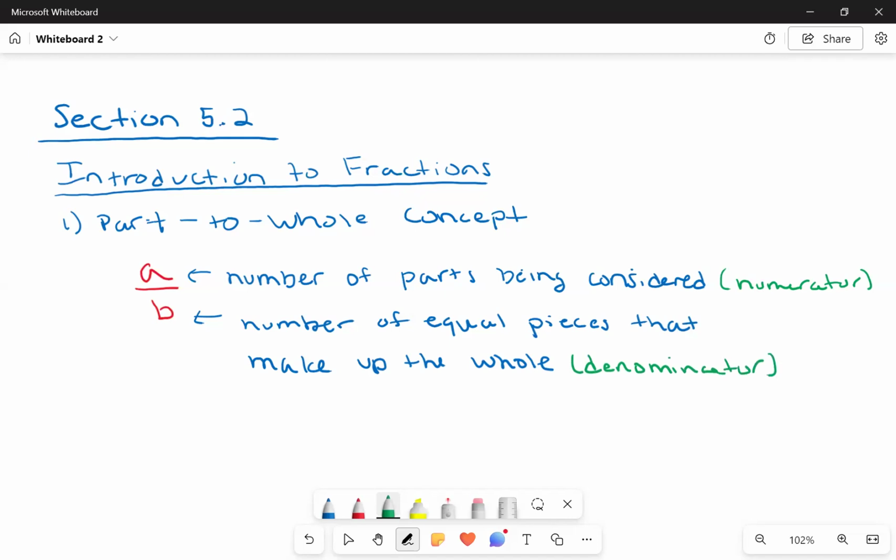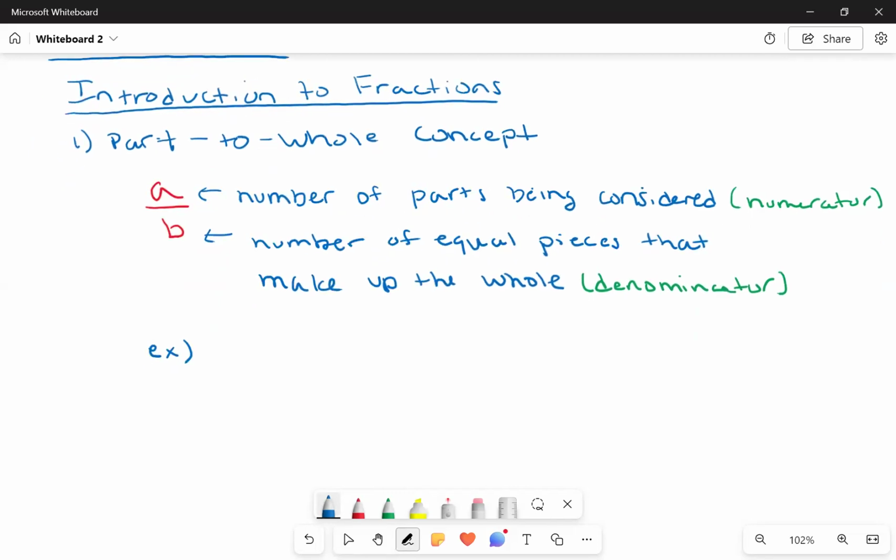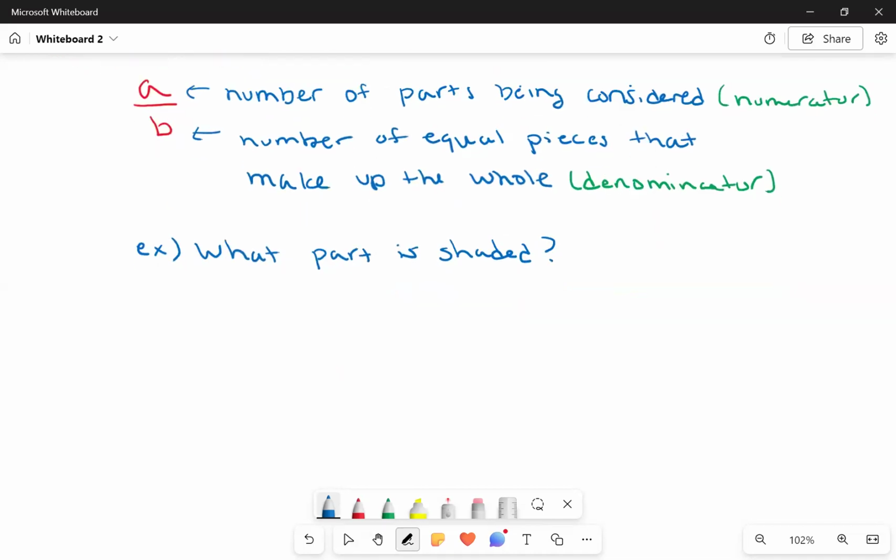All right, so let's just look at some examples. So here, I'll draw a couple simple ones, and then we'll look at one that kind of comes from the book that's a little bit more exciting. What part is shaded? Okay, so here, we'll do a part A, part B. So for part A, I'm going to go ahead and draw a circle. And I'm going to divide it into 8 pieces. So half and then half again, and then I'll split both of those. And there you go, 8 pieces.